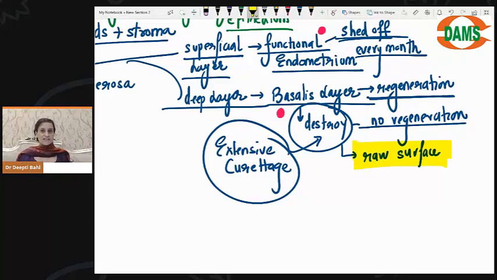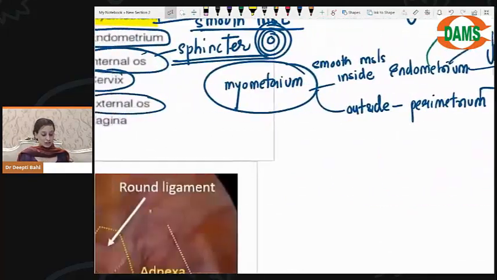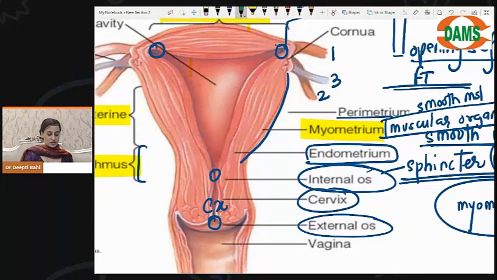Now I will tell you why this is such a worrisome thing. It's left with a raw surface, but what is the problem? To understand the problem, you have to understand another aspect of the uterus. If I go back to the diagram, we have shown that the uterus has a cavity. What you have to know is that although the uterus has a cavity, it is only a potential cavity.